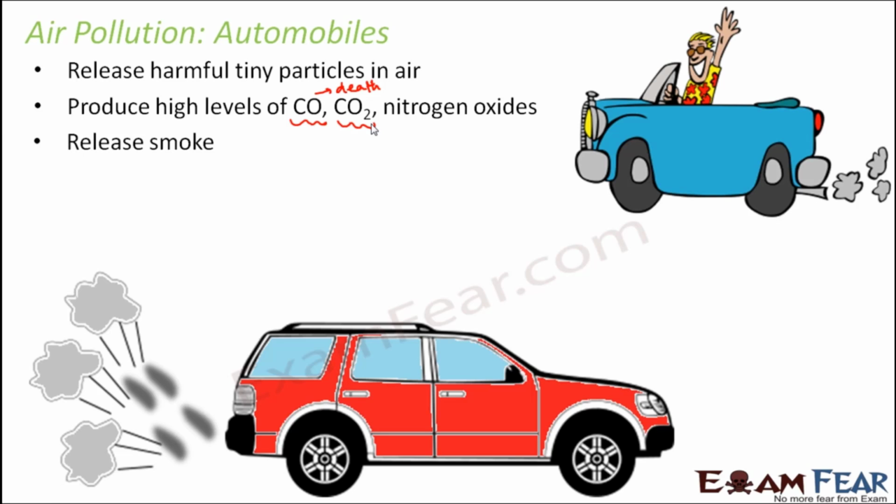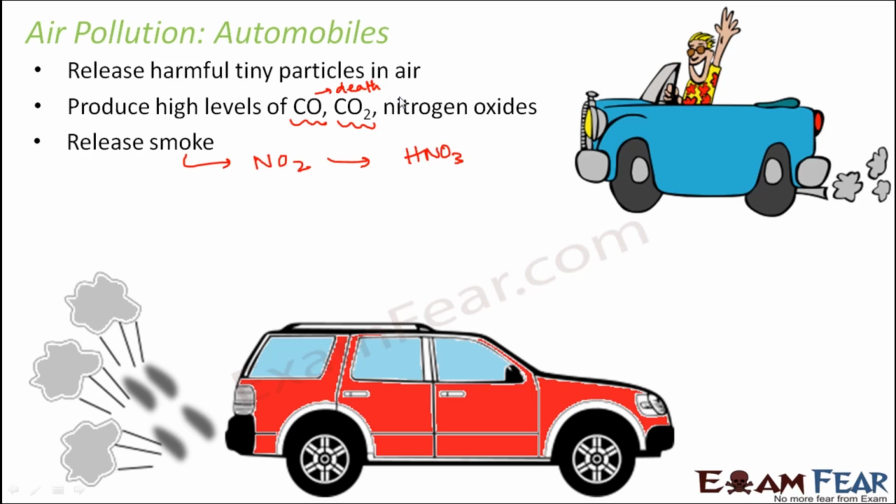Automobiles also release a lot of smoke. Now, what exactly is smoke? What does smoke contain that makes it harmful? Smoke contains nitrogen oxides, which combine with other particles in air to form nitric acid. Nitric acid is an extremely harmful acid, which can not only be a cause of acid rain, it also pollutes the air. So if you inhale that air, it can again cause a lot of respiratory problems.